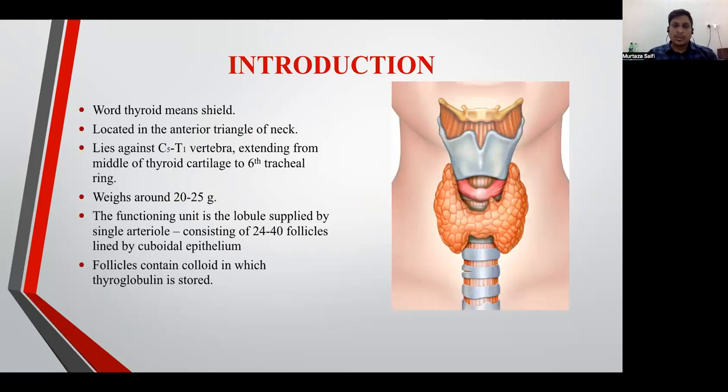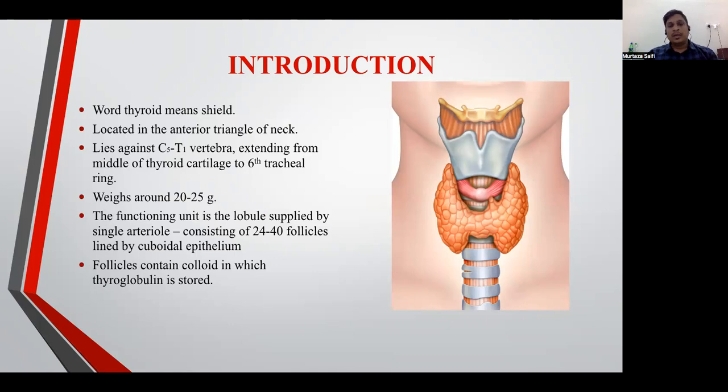Okay, so the introduction of the thyroid. The word thyroid means the shield, which is the covering of the anterior part of the neck, and it is located in the anterior triangle of the neck. It lies against the C5, T1 vertebra, extending from the middle of the thyroid cartilage to the fifth tracheal ring.